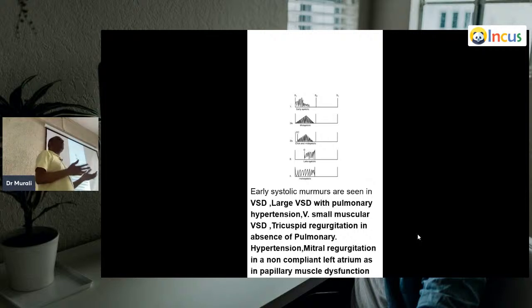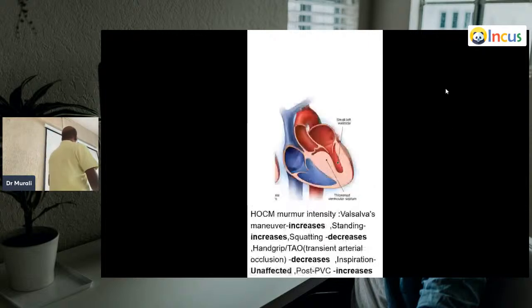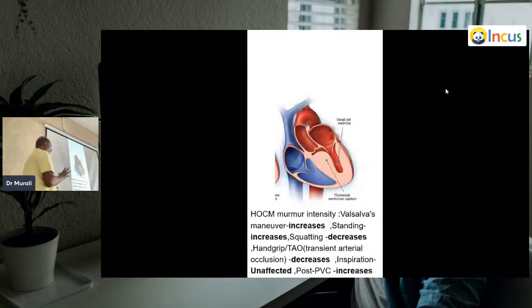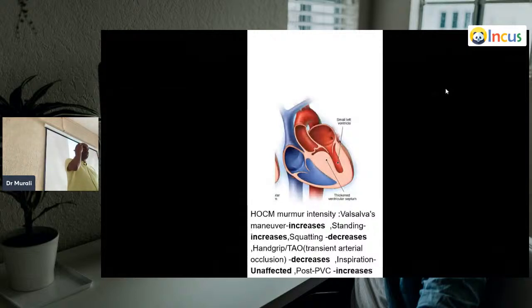So even acute murmur, acute MR, is not holosystolic. It is early systolic only, is what you need to remember. So this is something that is a part of the story.